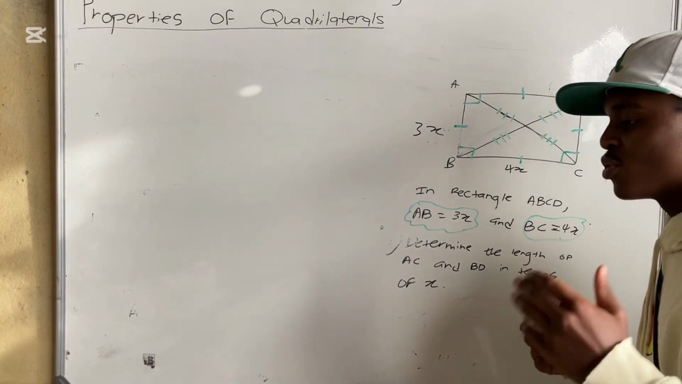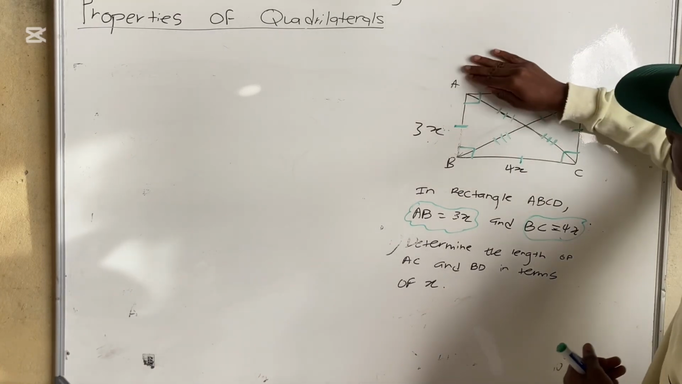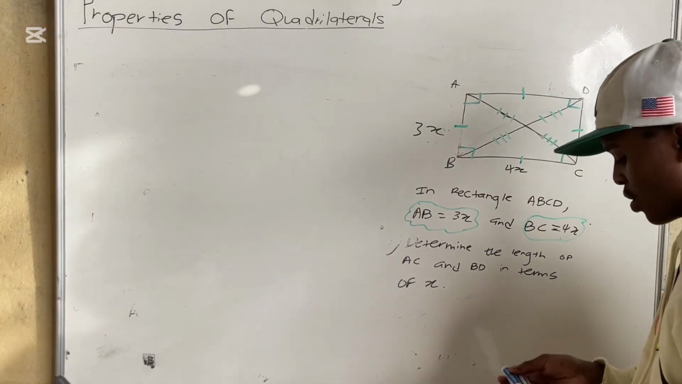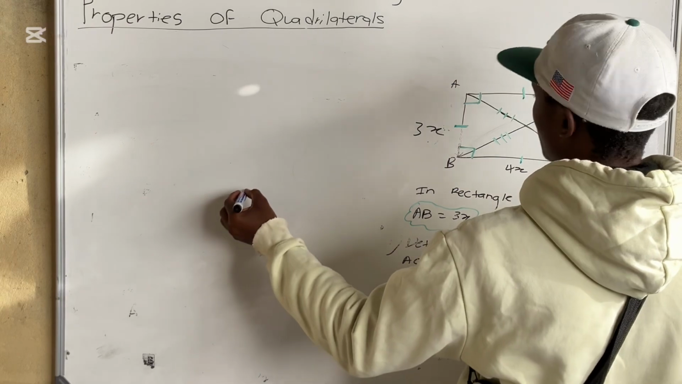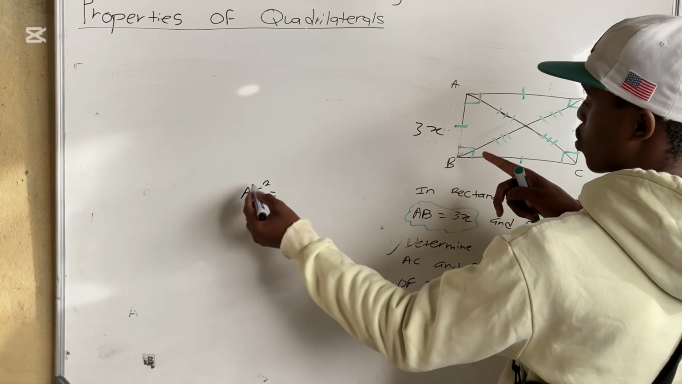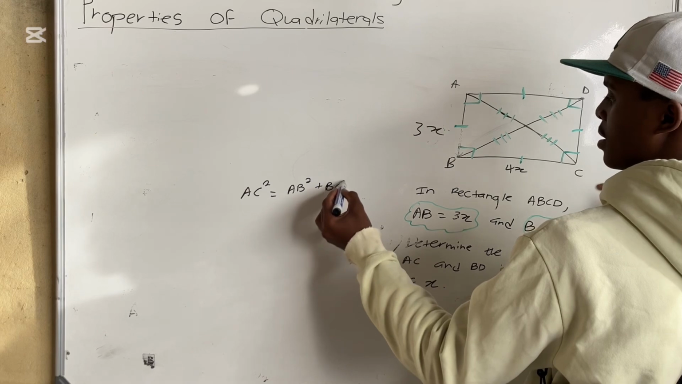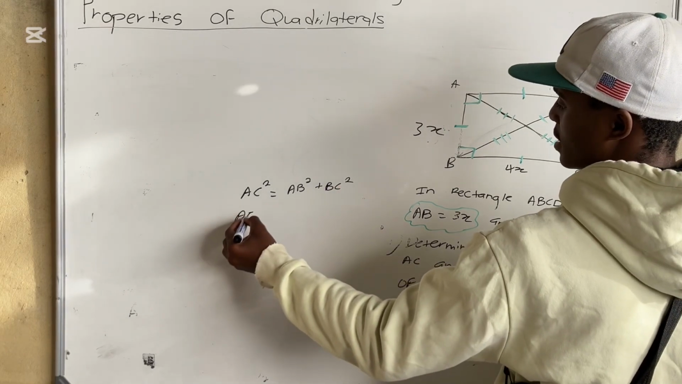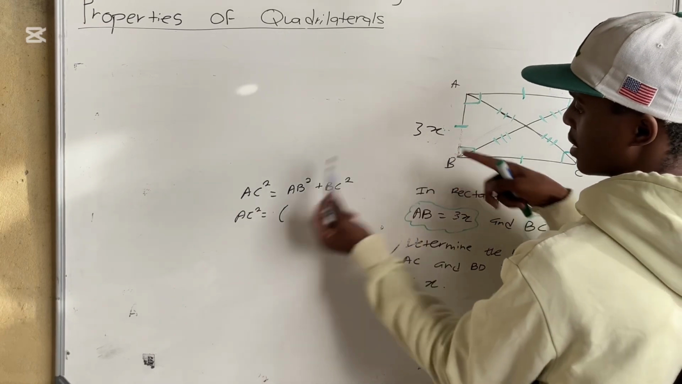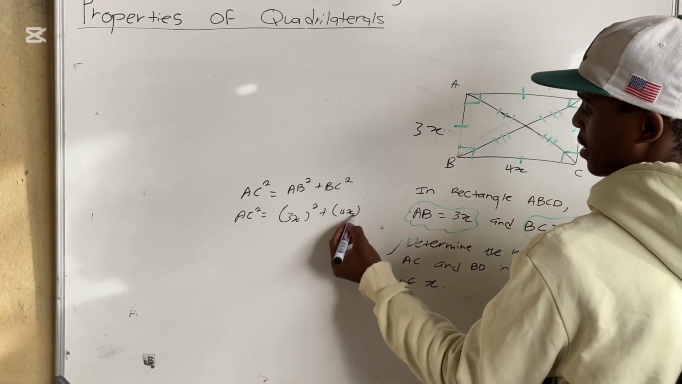And they're saying in terms of x. So meaning that you don't have to solve for x. You can leave the answer with x. So what can we use? If I close here, can you see what's left? It's a triangle. So you can use the theorem of Pythagoras and say AC squared, which is the one we're looking for, equals AB squared plus BC squared. It's going to be AC squared equals AB, which is 3x, squared, plus BC, which is 4x, squared.